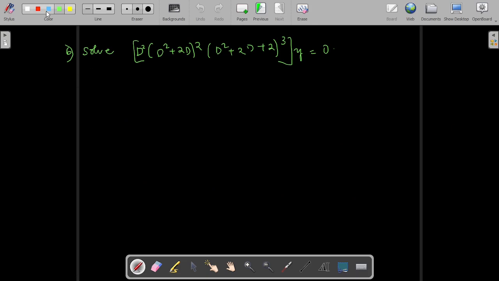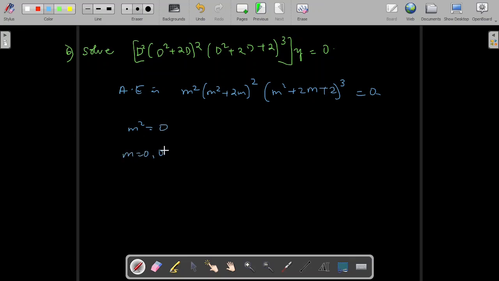See, the last one, this is the sixth one. Solve the given differential equation. Its auxiliary equation is m square into (m square plus 2m) whole square into (m square plus 2m plus 2) whole cube, which is equal to 0. So m square equal to 0 means m equal to 0 repeated twice, because here you have a square. So this is one of the roots.